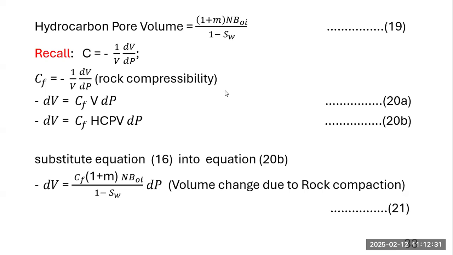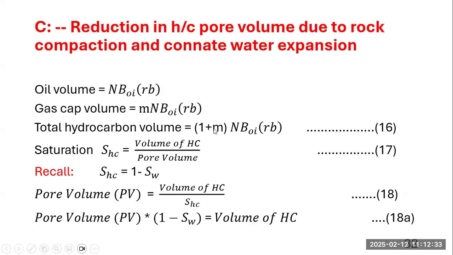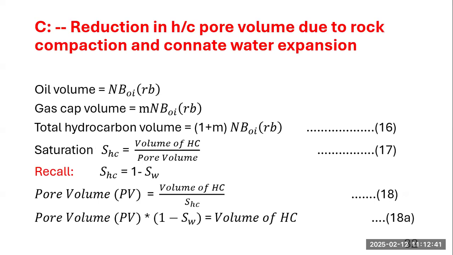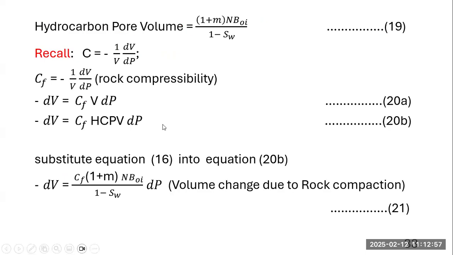So our hydrocarbon pore volume is 1 plus M NBOI, that's your total hydrocarbon volume, divided by 1 minus SW, from equation 18. Pore volume of hydrocarbon is 1 plus M NBOI over the saturation of hydrocarbon, which is 1 minus SW. We use 1 minus SW because most of the time saturation water data is readily available, so 1 minus SW is usually used.